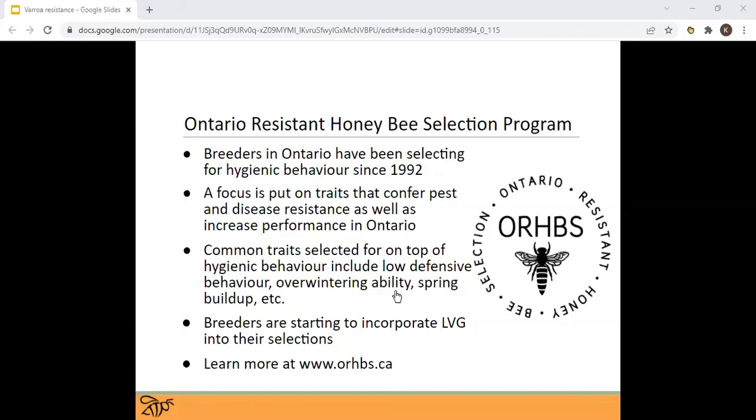So if you're not a bee breeder yourself, you can still incorporate these genetics into your operation. You don't have to breed yourself. You just have to buy from breeders who do select for these traits. And if you are a breeder, or if you're interested in becoming a breeder, by all means, reach out to Tech Transfer or visit the ORBS website for more information. We're always looking to grow the program.